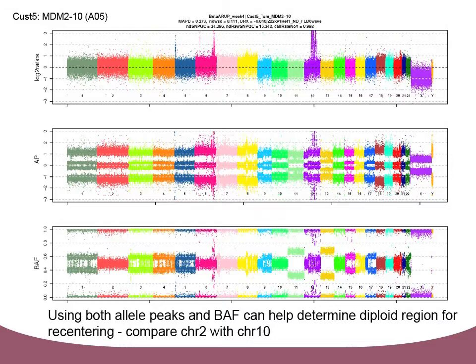But when you get used to that, then what you can recognize is that chromosome 2 is spanning out on your allele peak, so it is really gained, whereas chromosome 10 is having a normal pattern by allele peaks, and they're both having normal patterns by B allele frequency. So chromosome 10 is our normal diploid chromosome, and now we can recenter on that. So I think it's powerful to have both of these allele patterns to then really do appropriate ploidy detection.